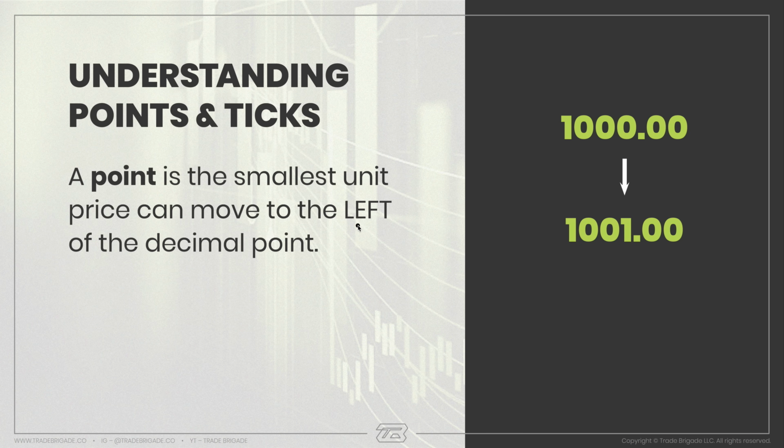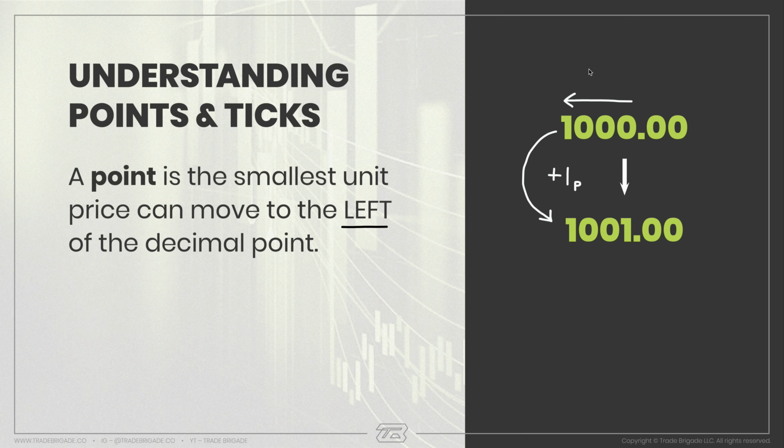If we look over here on the left-hand side, we'll notice that a point is the smallest unit that price can move to the left of the decimal point. So anything that happens on this side is referred to as a point. So in this example here, when we go from 1,000 to 1,001, you could just say that this was an increase of plus 1 point.